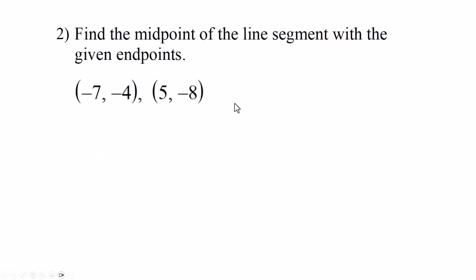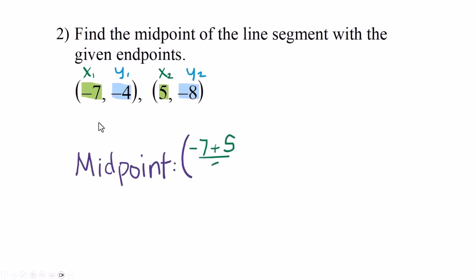The process is the same, but the numbers we're working with are going to be a little bit more challenging because we have negative numbers in here. You're still going to do the same thing. Add the x's together, negative 7 plus 5 over 2. Add the y's together, negative 4 plus negative 8 over 2.